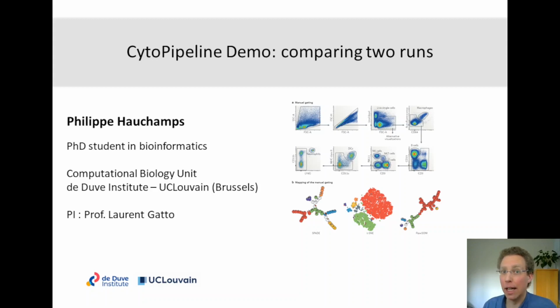Hi everyone, and welcome to this new video of the series devoted to CytoPipeline, an R tool for building and visualizing pre-processing pipelines for flow cytometry data. In this video, we are going to continue our effort on visualization, and this time we are going to compare two runs of the same pipeline having different parameters run on the same data.